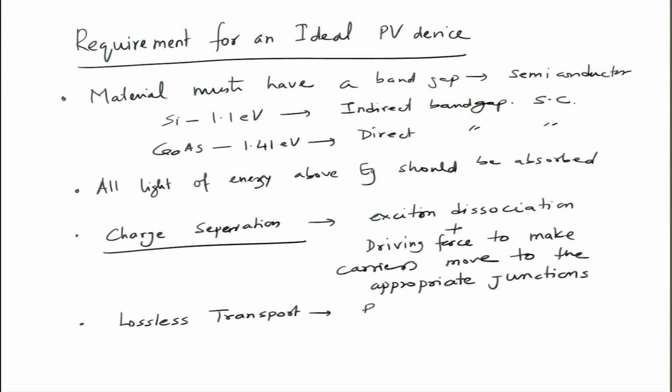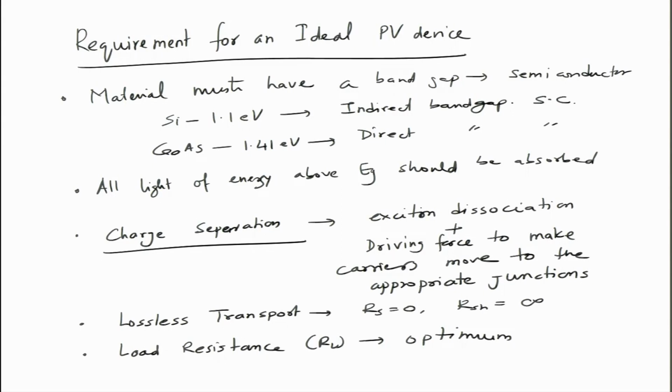Which means Rs should be equal to 0 and Rsh should be equal to infinity. That is what you want, okay. And then the load resistance RL should be optimum. I mean, you cannot connect any obnoxiously high load to the solar cell. It should be appropriately matched with the power output of the solar cell device.